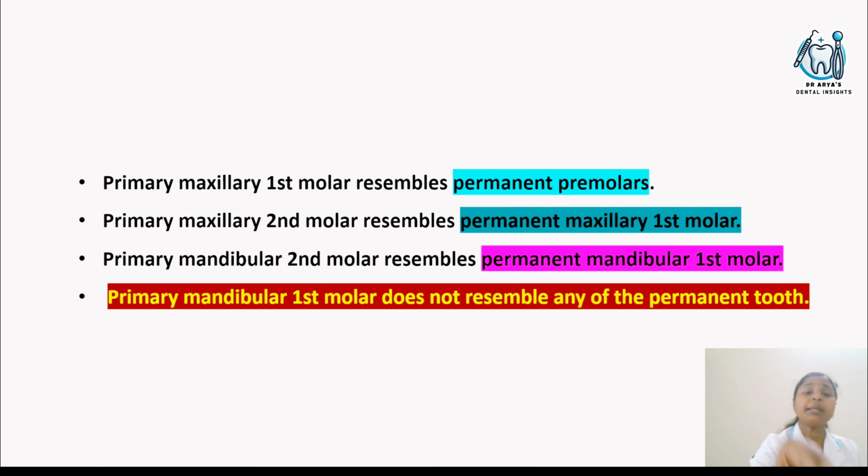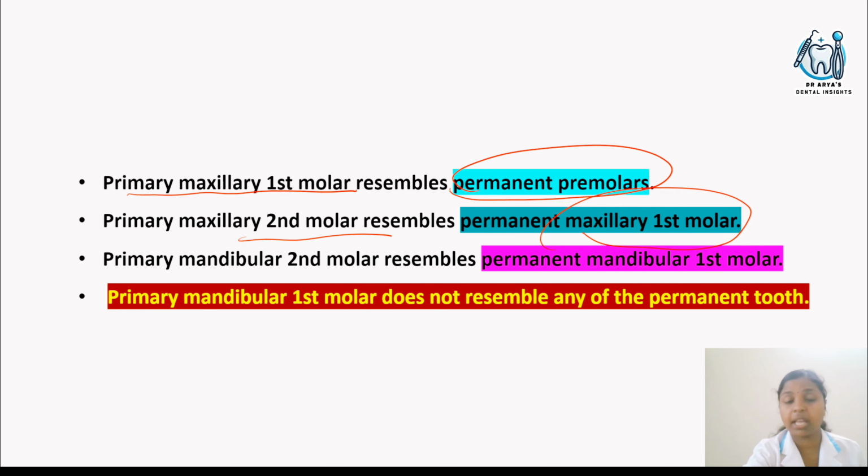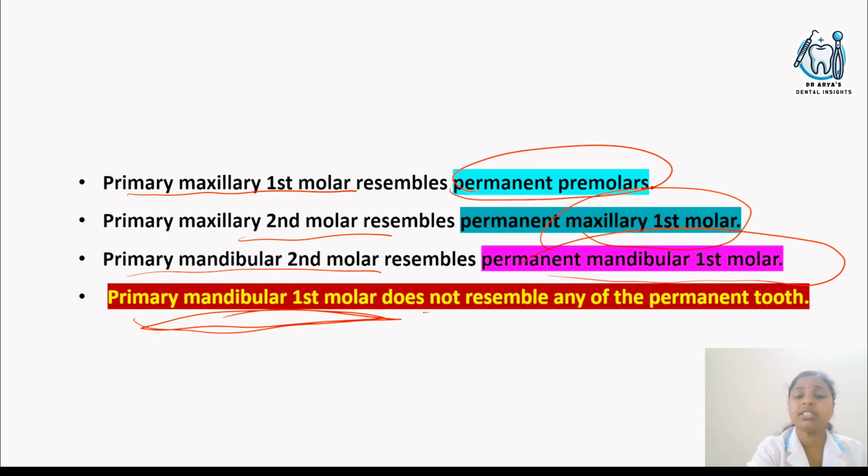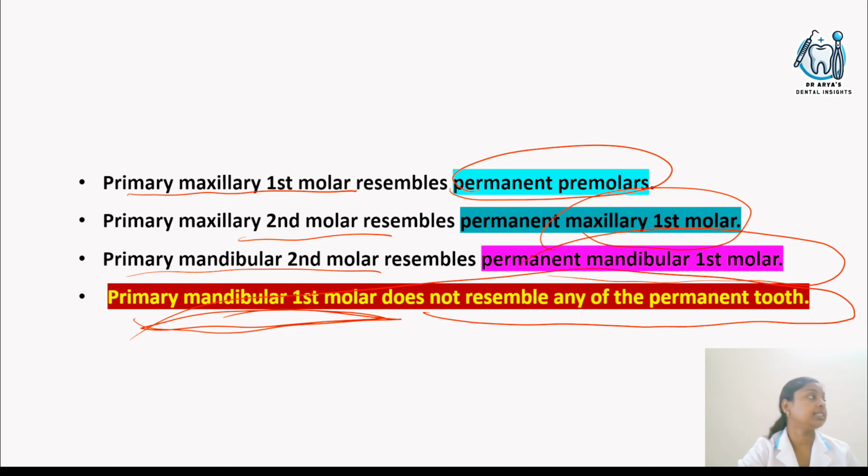The primary maxillary first molar resembles the premolars. Then the maxillary second molar resembles the maxillary first molar. The mandibular second molar resembles the mandibular first molar. But the primary mandibular first molar does not resemble any of the permanent teeth. So it is the answer. Primary mandibular first molar is the answer. It does not resemble any of the permanent teeth.